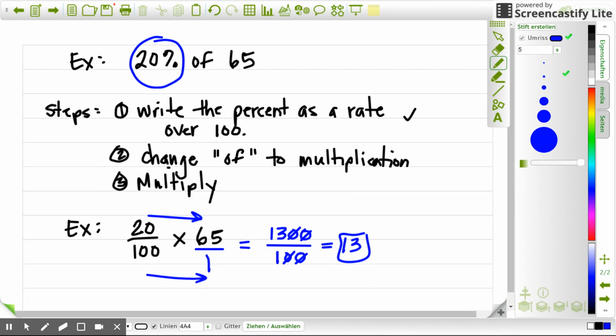Basically, I'm going to get to take $13 off of the price of 65. Okay, so if I want to figure out my sale price, I'm going to take 65 minus 13, and my new price is $52.